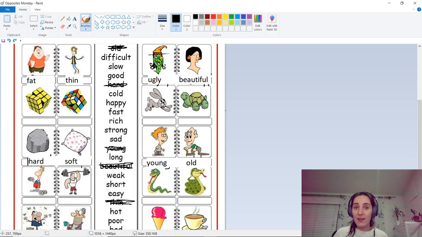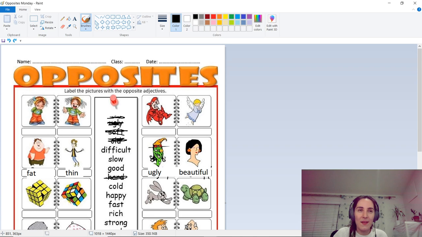Okay, and we found one more right here. Young, like you, and old, like him, or grandmother, or grandfather. Okay, great. Let's continue with our opposites today. Let's look at these two pictures here.